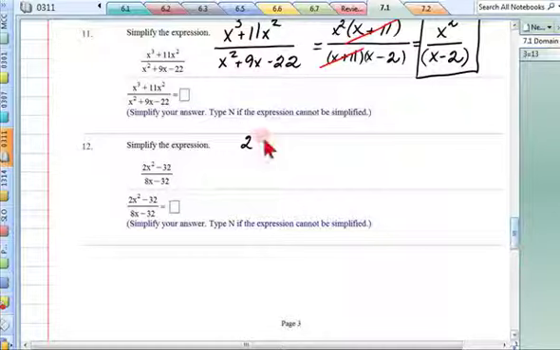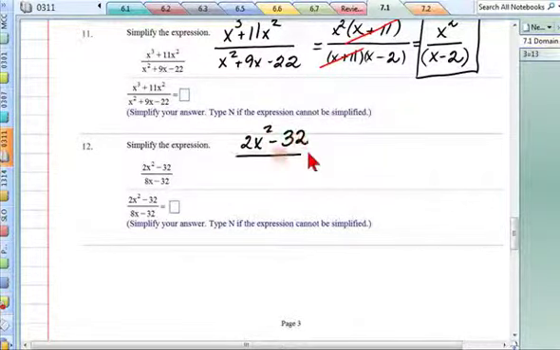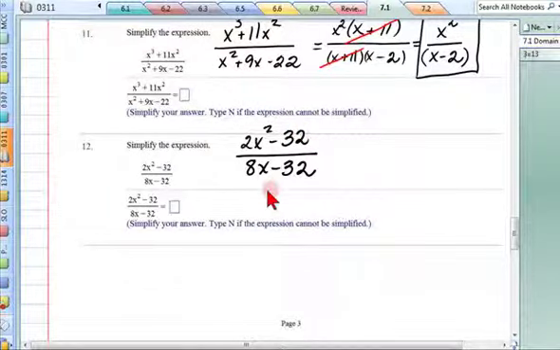So number 12 is 2x squared minus 32 over 8x minus 32. Well, how about I go ahead and mark out those 32s right now? No. I'm getting some head nods. I can't mark anything out because I haven't factored. Okay, factor first. All right, that numerator, what can we do with that?